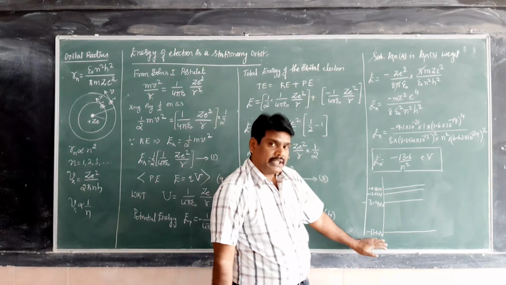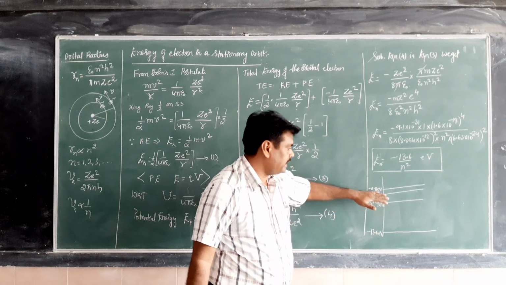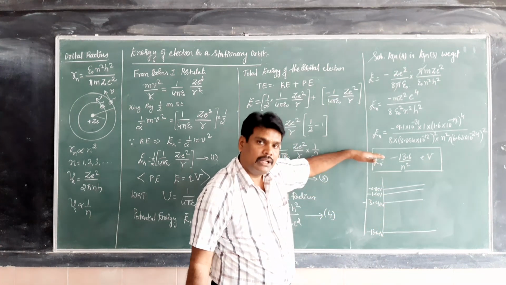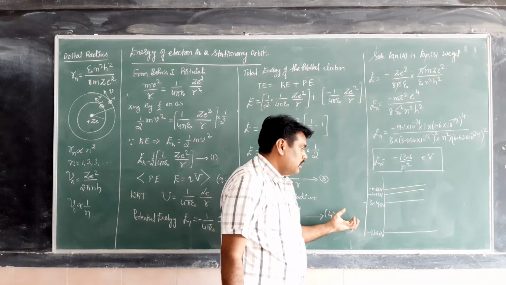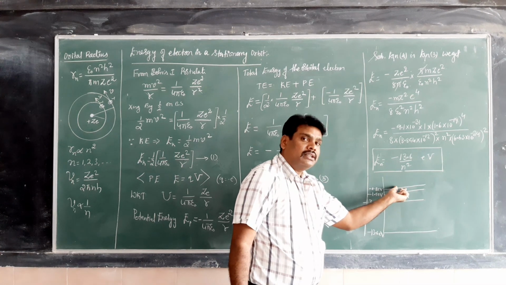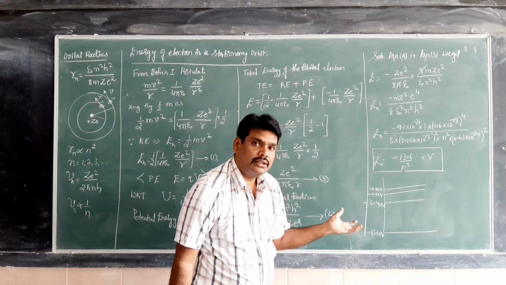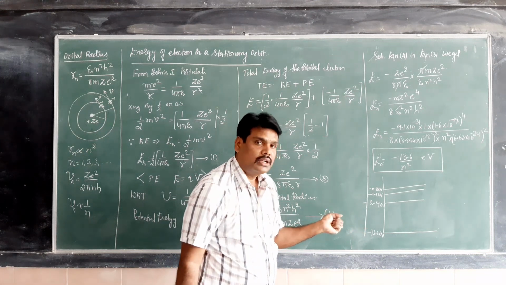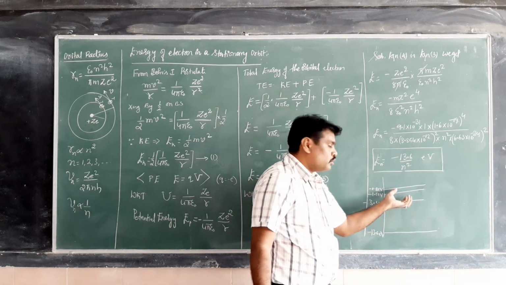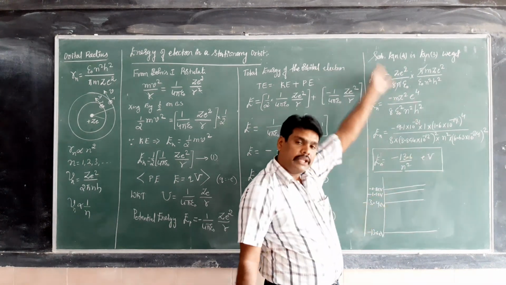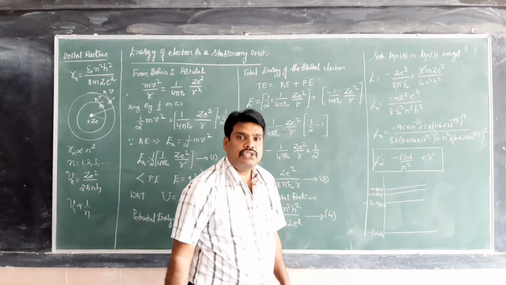This is the ground state energy. This is the first excited state. This is the second excited state. This is the third, etc. The energy required to transfer from one state to another state is called excitation energy. If the energy removes the electron from its own orbit to infinity, out of the atom, that is called ionization energy.